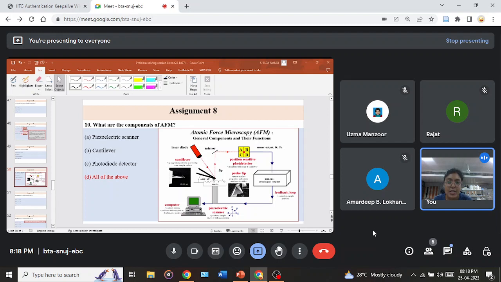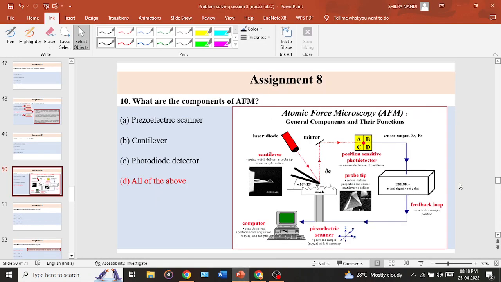The general components are a piezoelectric scanner, which is connected to a computer. Then you have a cantilever, a laser diode, a mirror, a position sensitive photo detector, a feedback loop and a probe tip as well. All of the functions have been explained very nicely in this figure, so you can go through it. So the correct answer was option D, that is all of the above. Right, let's move on to the next question.